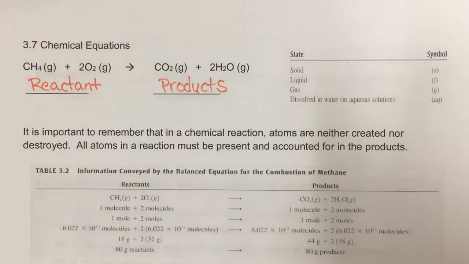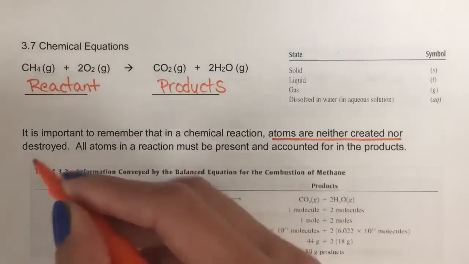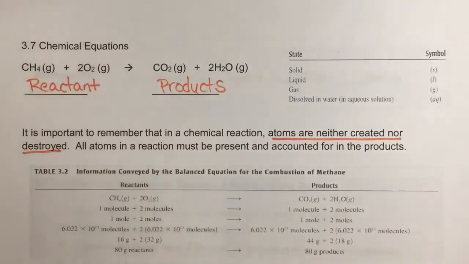Now it's also important that I remember atoms are not created or destroyed. Going back to the law of conservation of mass, the law of conservation of matter, all I'm doing is rearranging partners. So if I start with 3 carbon atoms, then I have to end with 3 carbon atoms. If I start with 6 oxygen, I need to end with 6 oxygen. I can't mess up my count, okay?